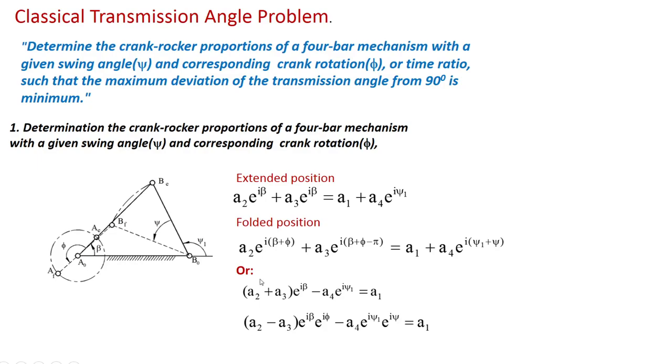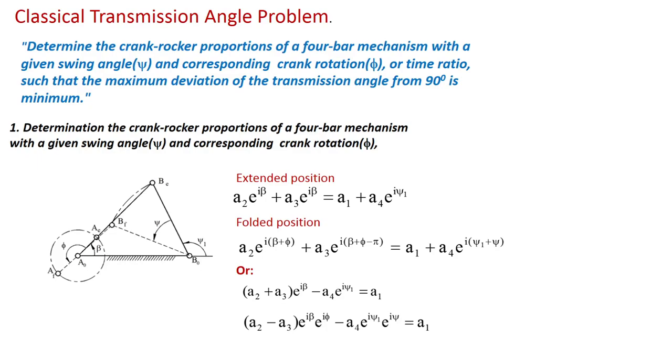Now, we have a classical transmission angle problem, which was first defined by Alt in 1925. It says, determine the crank-rocker proportions of a four-bar mechanism with a given swing angle psi and corresponding crank rotation phi, or time ratio, which is the same thing, such that the maximum deviation of the transmission angle from 90 degrees is a minimum.